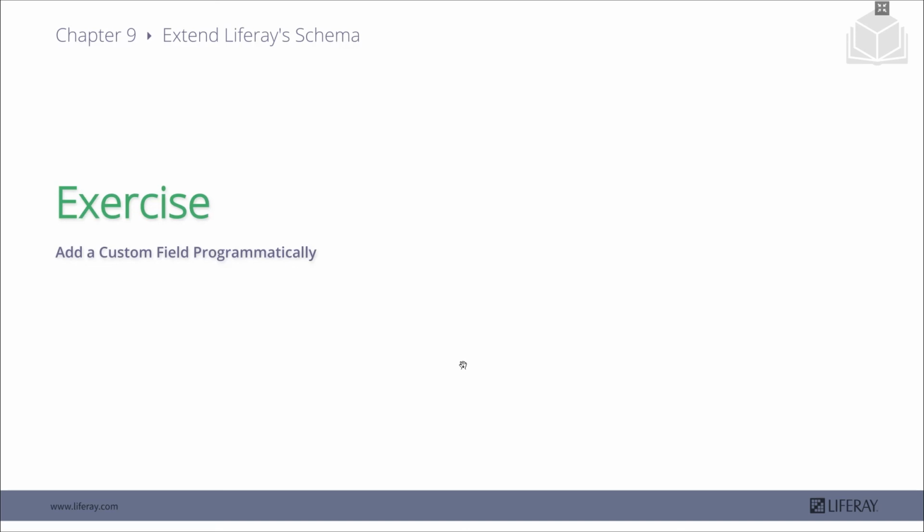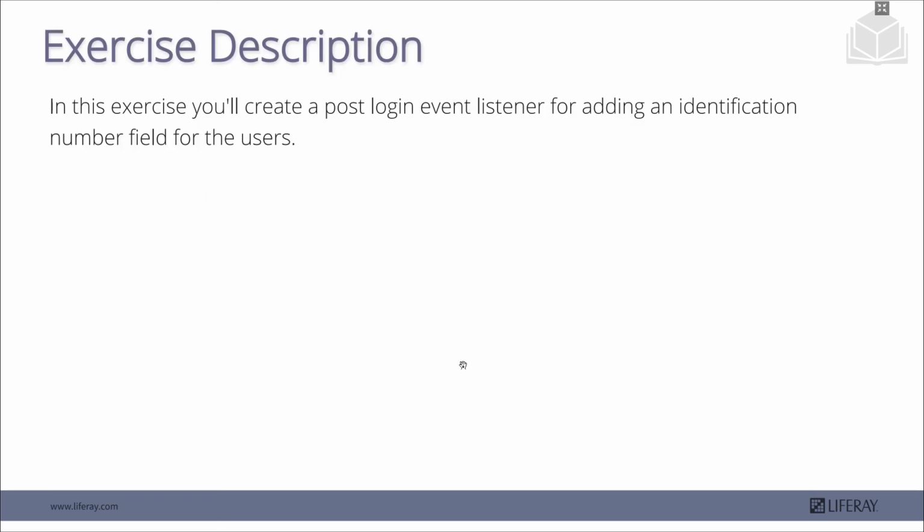So with all of that, let's go ahead. We're going to take a look at an example in which we're going to be implementing the Expando API to create a custom field. So this is going to be a pretty simple one. We're going to be adding an ID number for our user. Now we're going to be adding this ID number programmatically whenever the user logs in, but after they log in. So after the user logs in, we're going to be adding this ID number as a custom field for our user.